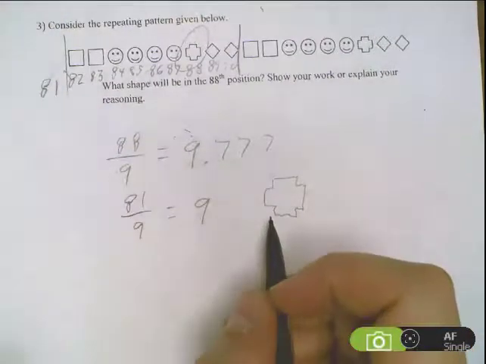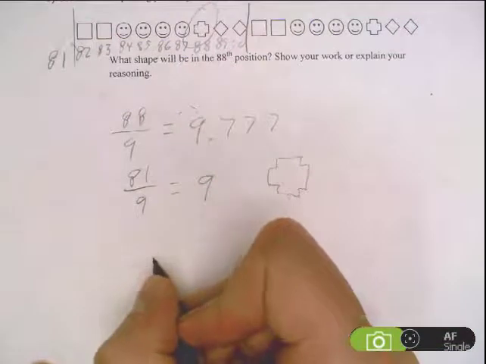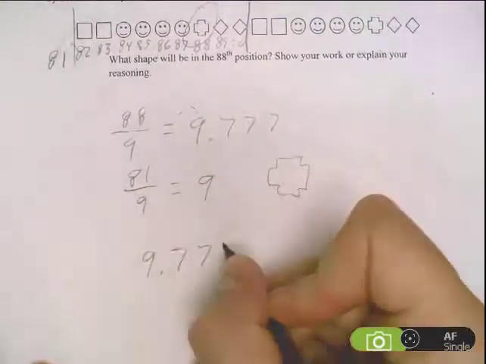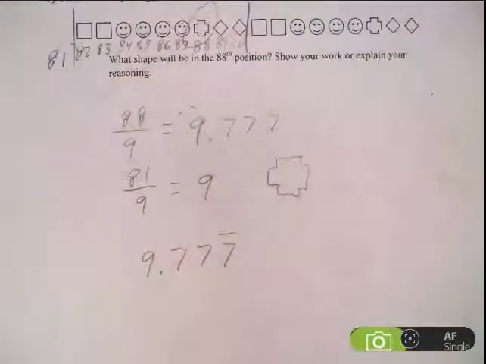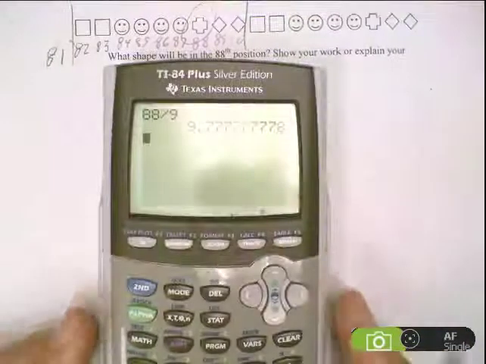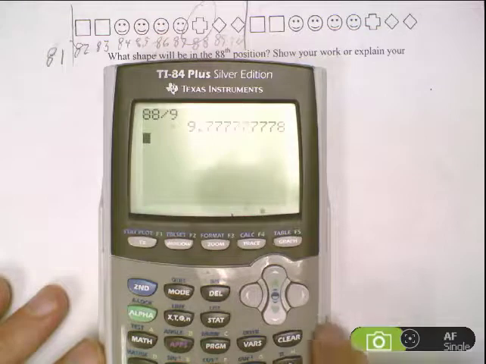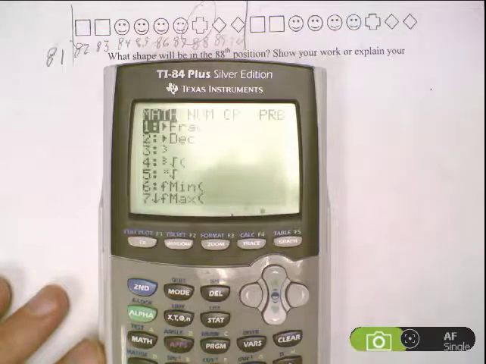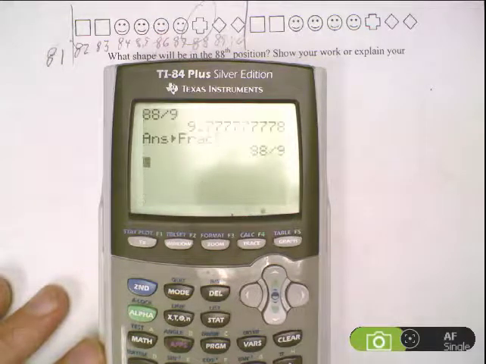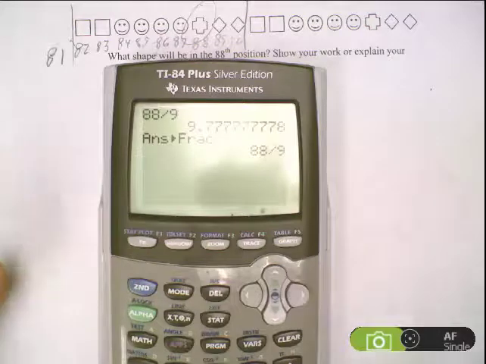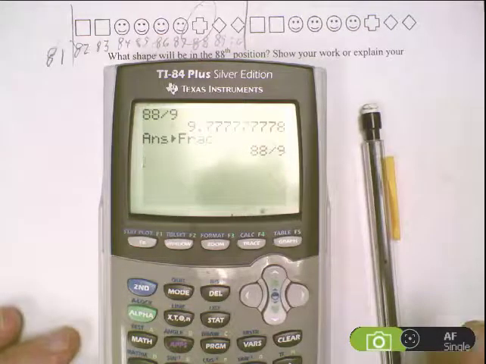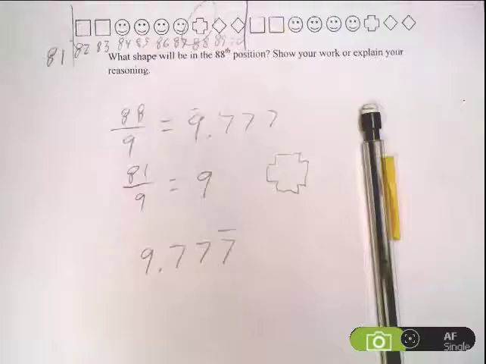Okay, here's another way to do this. 9.777 repeating, where our calculator will convert that into a fraction if we want. Where's math? Math, go into a fraction, 88 over 9. Oh, yeah, no. Okay. No, that didn't really help.